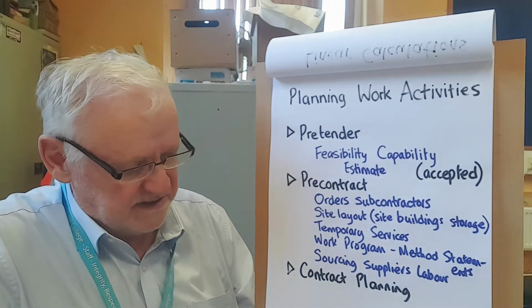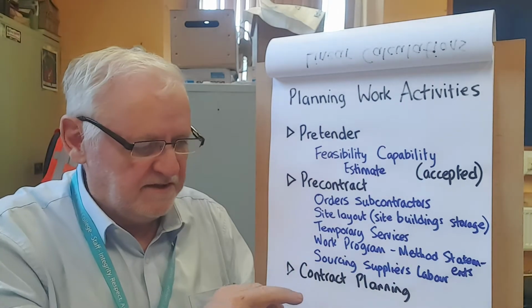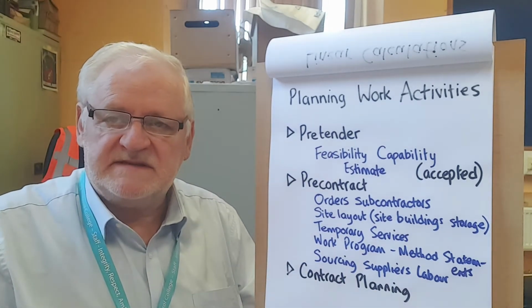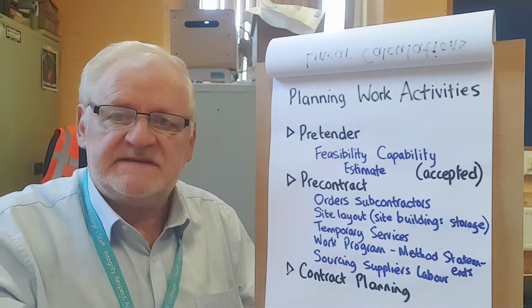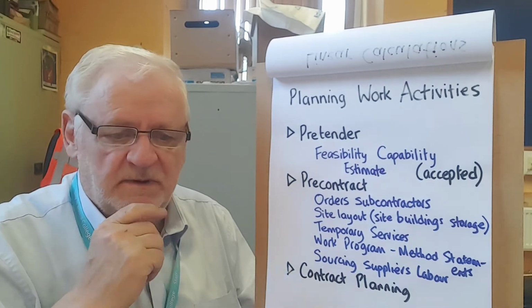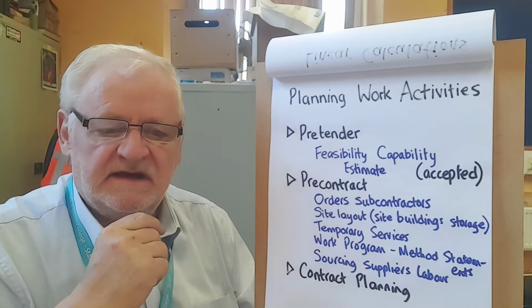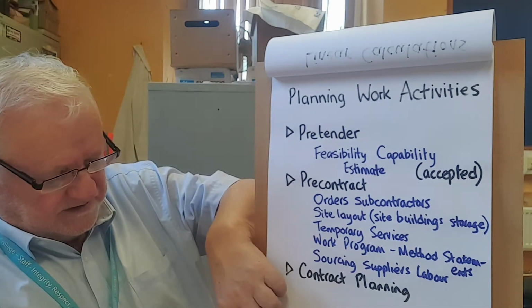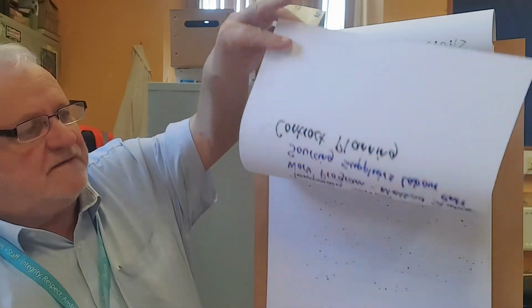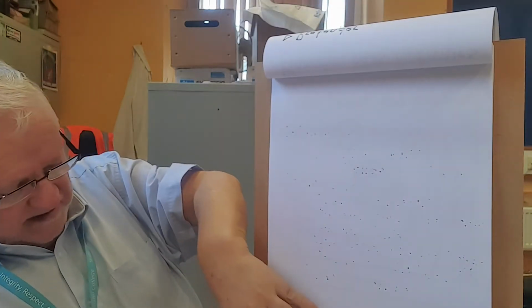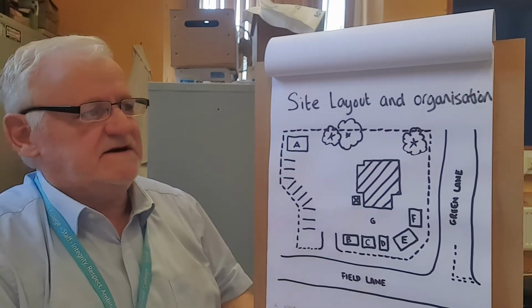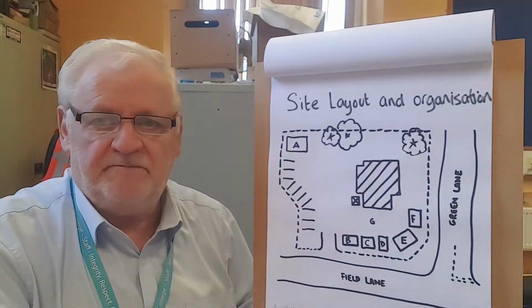The last stage at this particular stage will be the contract planning, and this is something which we'll be dealing with at a later date. So the next question we've got to ask ourselves is what about the site layout? And I'm going to give you a simple drawing of what the site layout might be. And this is a very, very typical site layout and organization.